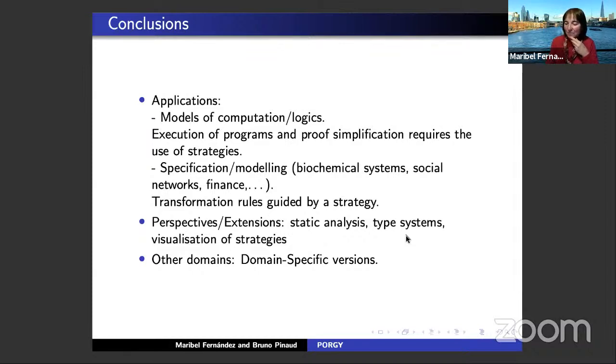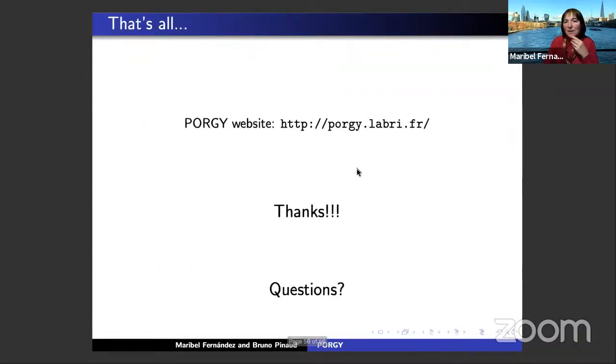And I think that was all. That's the PORGY website where you will find references to all these papers that I mentioned. There are papers about the foundations of PORGY, papers on strategic graph rewriting, and papers on the visual side of PORGY. You also find there links to download PORGY if you want to play with it yourself. If you have any questions, we will be very happy to try to answer them.